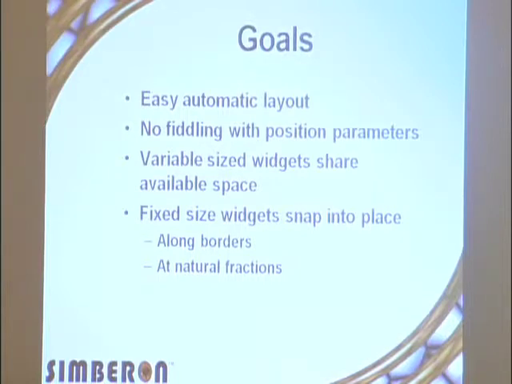For fixed size widgets, let's say a label or an input button, when you put it onto the screen, there's extra space to the side of the button. And then you can choose whether you want it to snap to the middle of the screen, or maybe to the left side, or maybe to the right side. So I'm trying to make this as automatic as possible. And ideally, if you use fluid positioning, you shouldn't have to fiddle with those layout parameters.